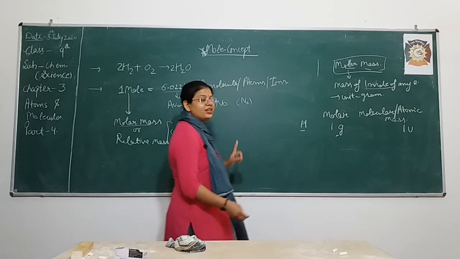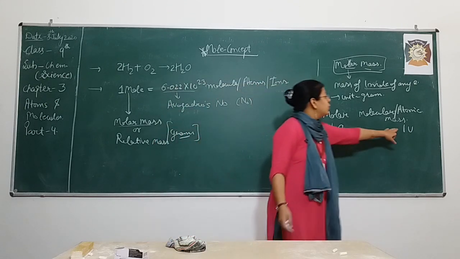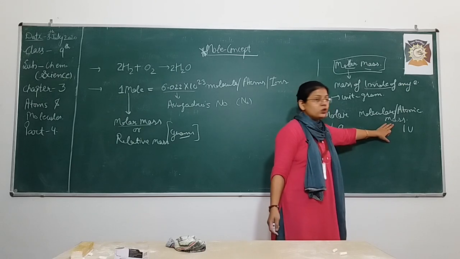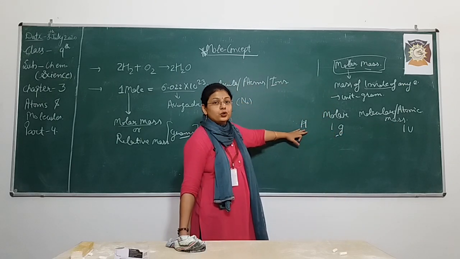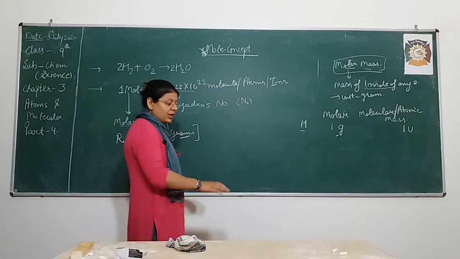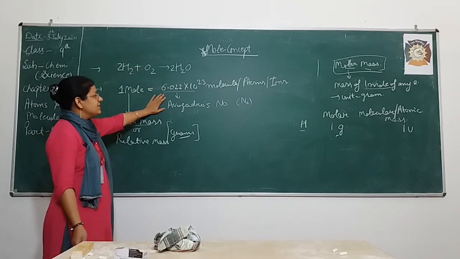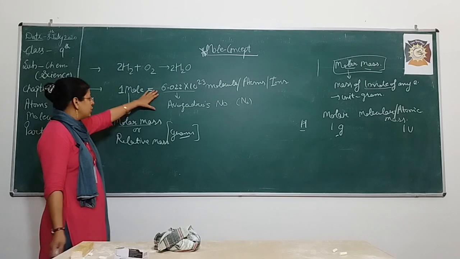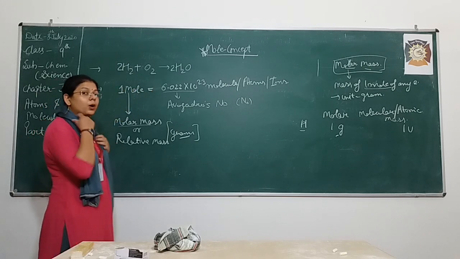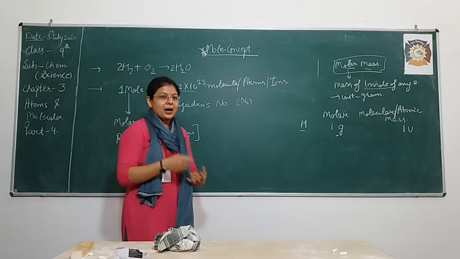So that's the only difference between the units gram and U: where we are going to use U and where we are going to use the gram unit, okay. So now this is the basic concept. 1 mole has this number of molecules, and the mass is equal to its molar or relative mass.